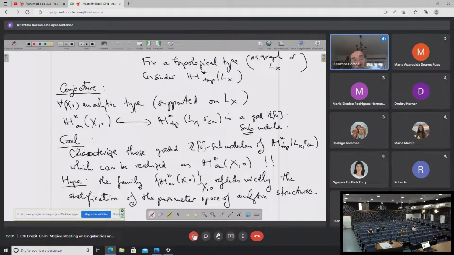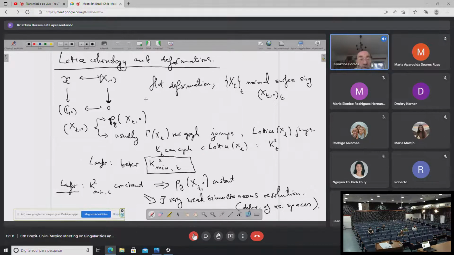So let's go to the deformation. Again, everybody knows what we mean by a flat deformation. And of course, when we consider flat deformation, sometimes we consider some restrictions. Sometimes we just say, okay, I want to consider very general flat deformation, but sometimes we consider flat deformations when the PG is constant, or where K squared, that is the canonical cycle, is constant, because they are related. You see that K squared constant means exactly that we have a weak simultaneous resolution.